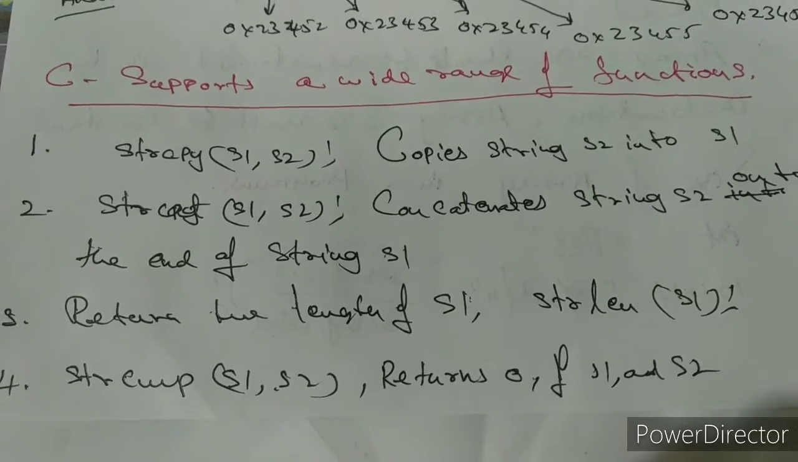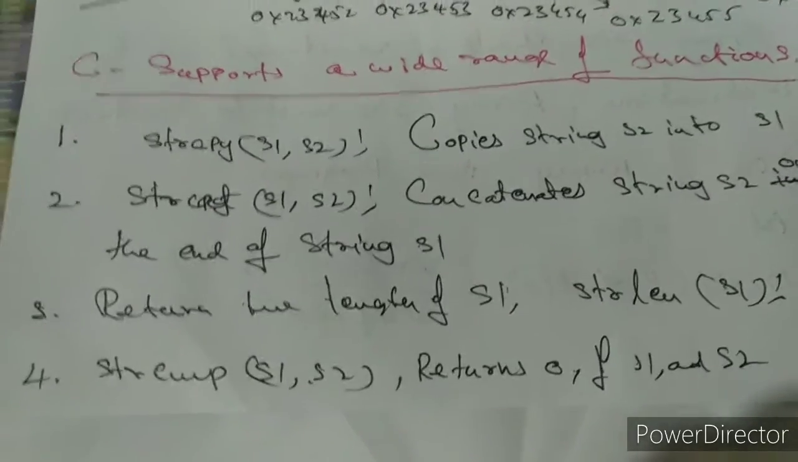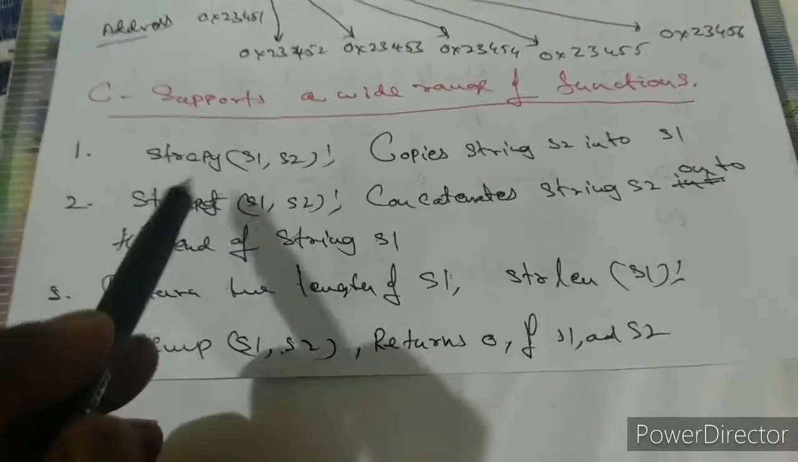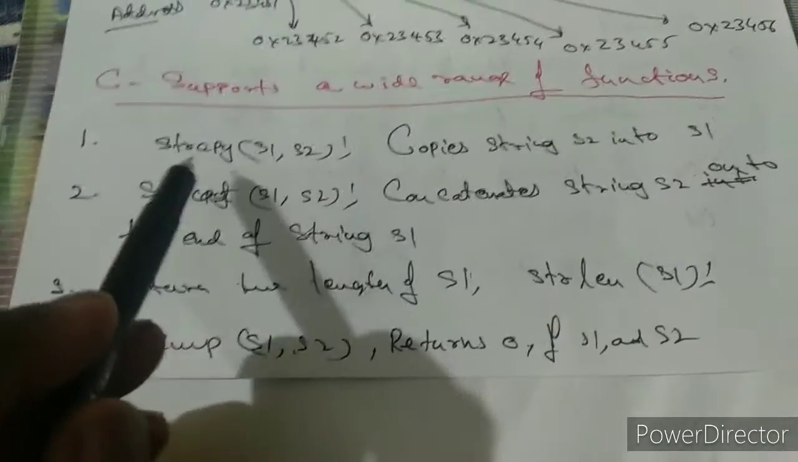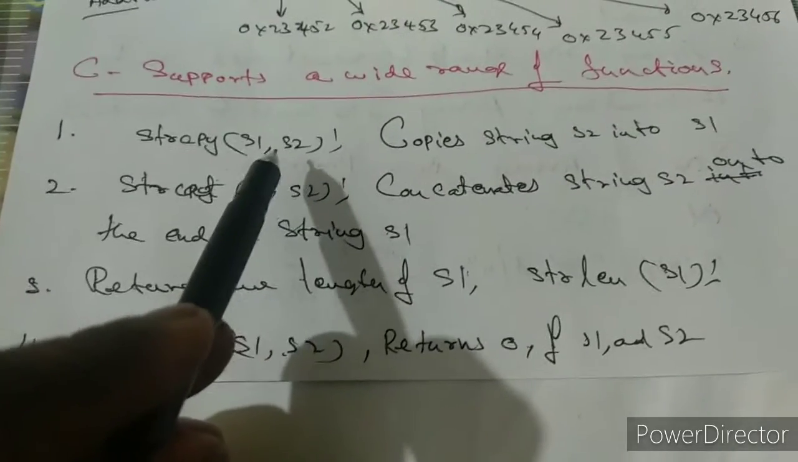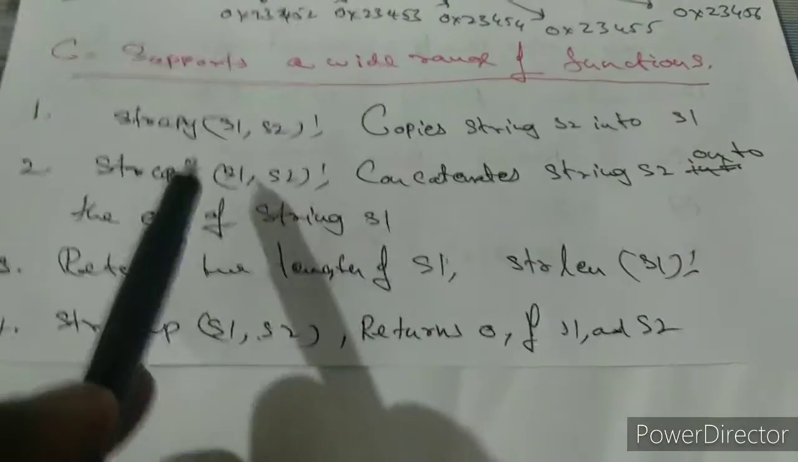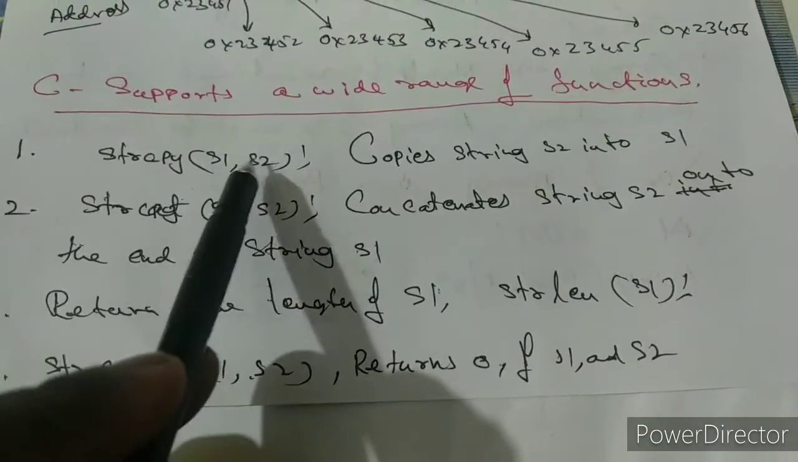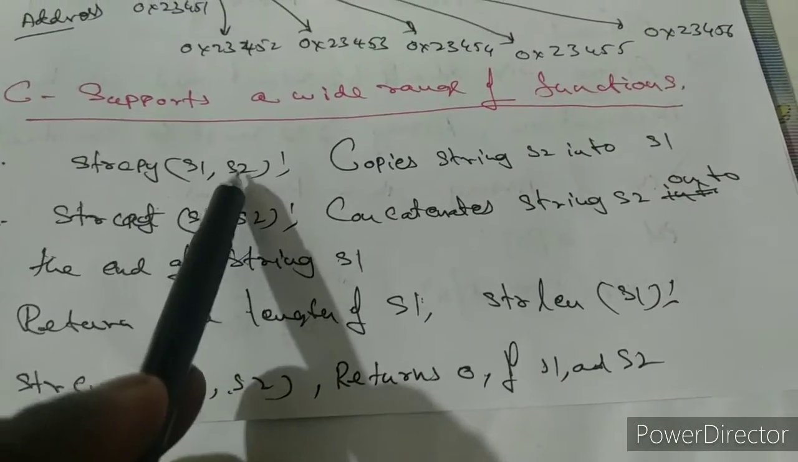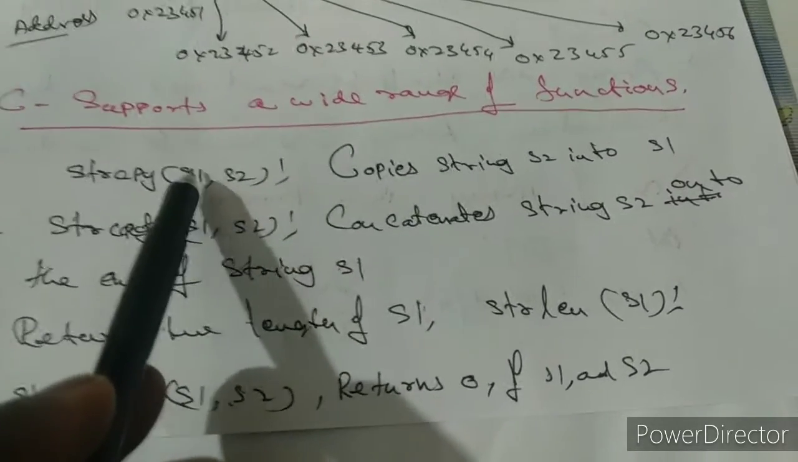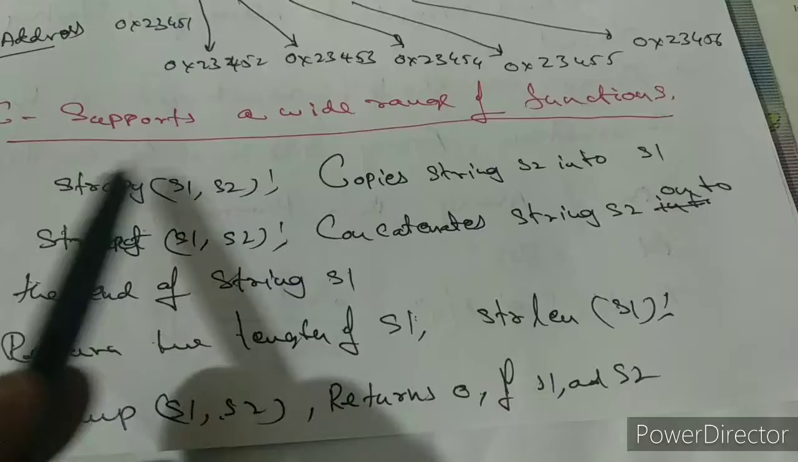C supports a wide range of string functions. Let us say first of all strcpy(s1, s2). The significance of this function prototype is that it copies the string s2 into s1. Here s1 is empty, and s2 contains the string. If you want to copy from s2 into s1, you need to use the string copy function.